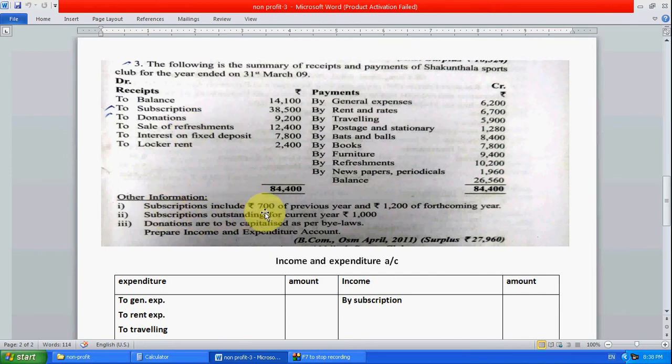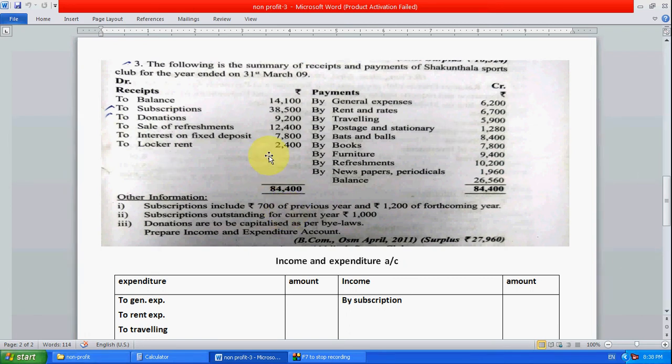Subscription includes 700 of the previous year. Whatever subscription of 38,500 is given here, 700 is included from the previous year, and 1,200 is of the forthcoming year. Forthcoming means the next coming year. So the next year's subscription of 1,200 we have already received here, and last year's 700 subscription is also received in the present year.